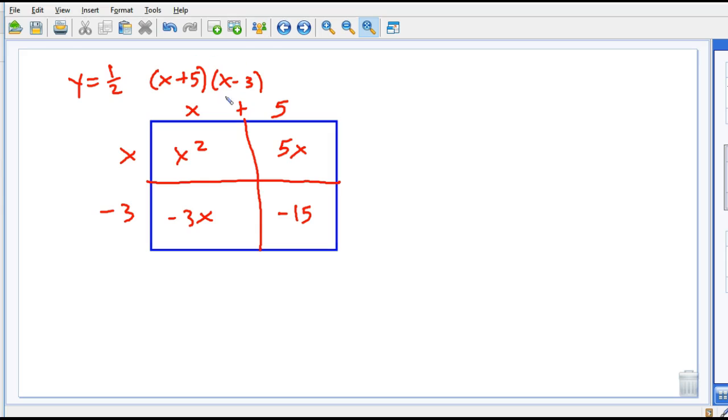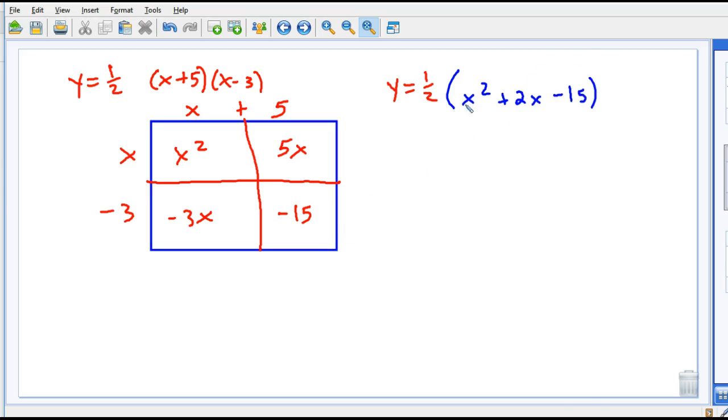So I can rewrite this part, not including the 1/2. So I can actually rewrite this as y equals 1/2, and then I'm going to put it in parentheses. So I have 1x squared. I have 5x minus 3x is plus 2x, and then minus 15.